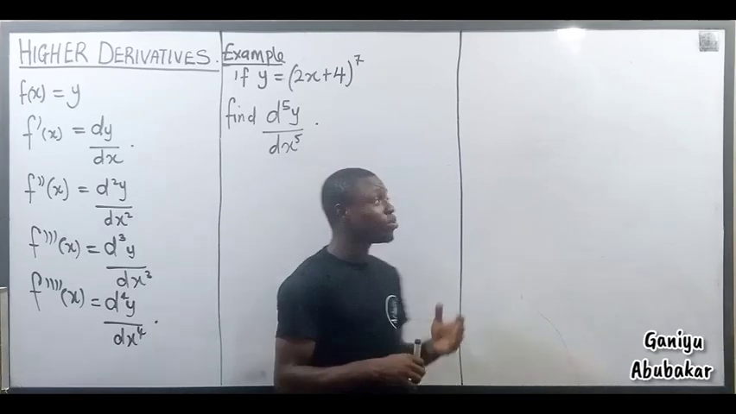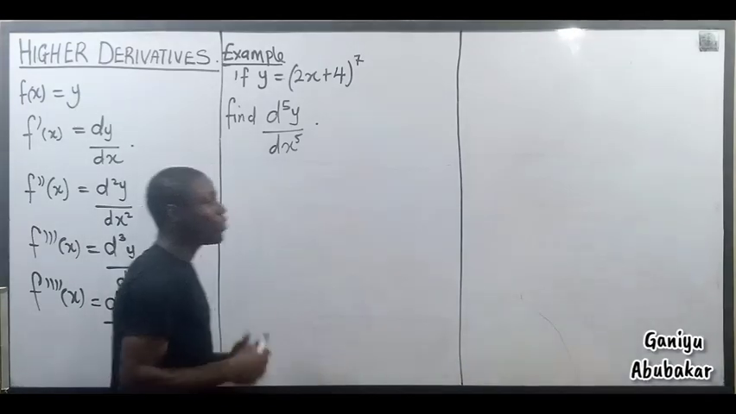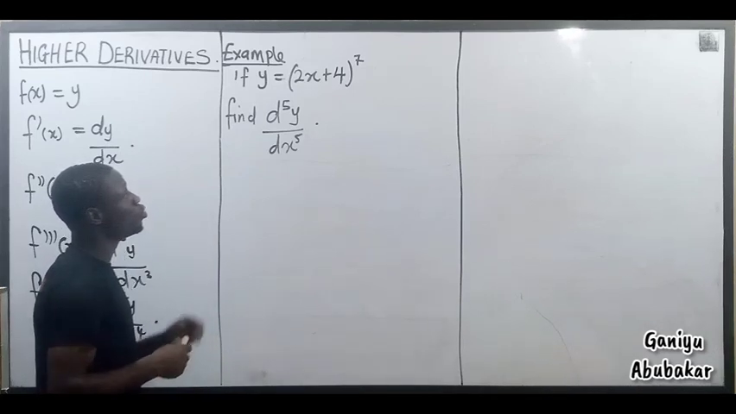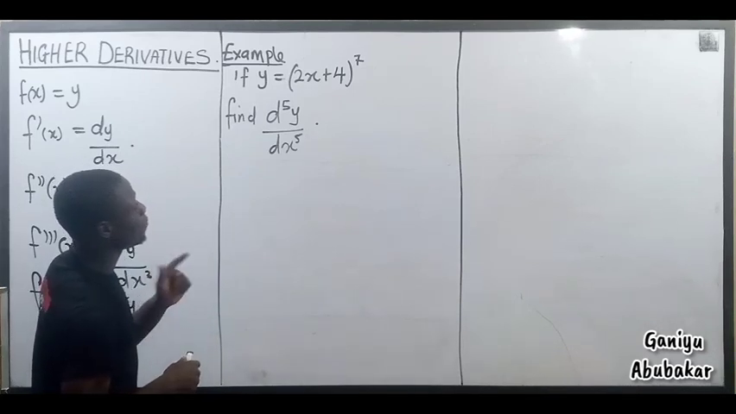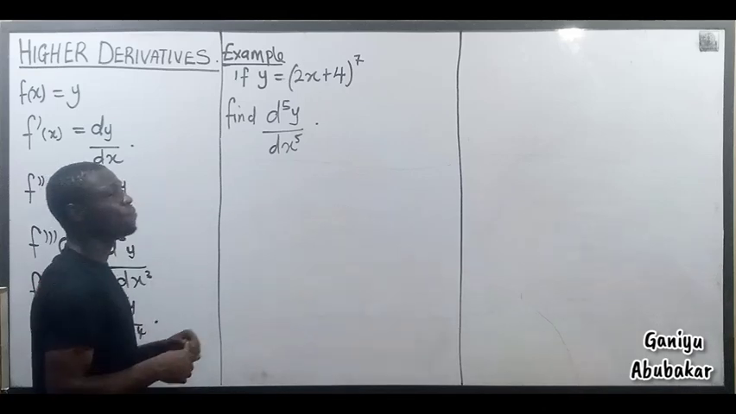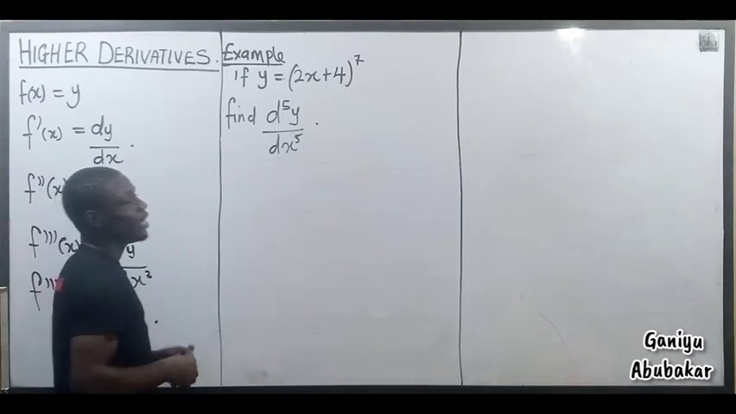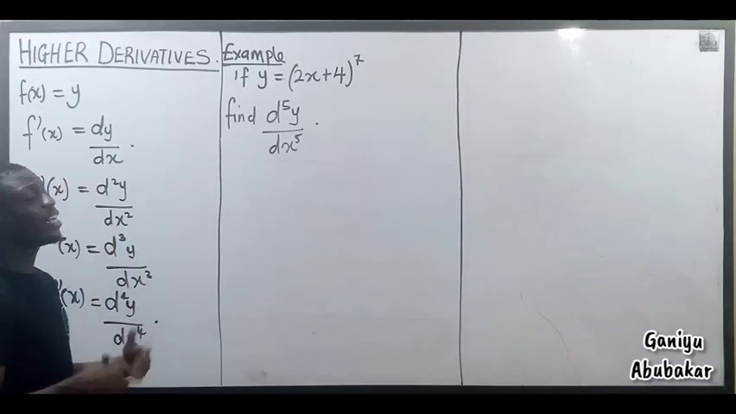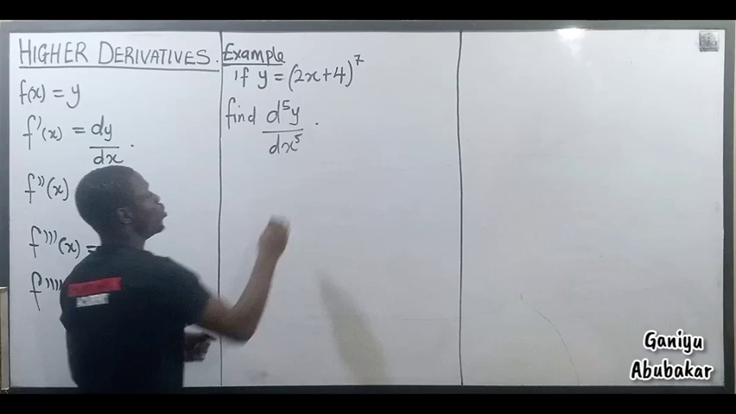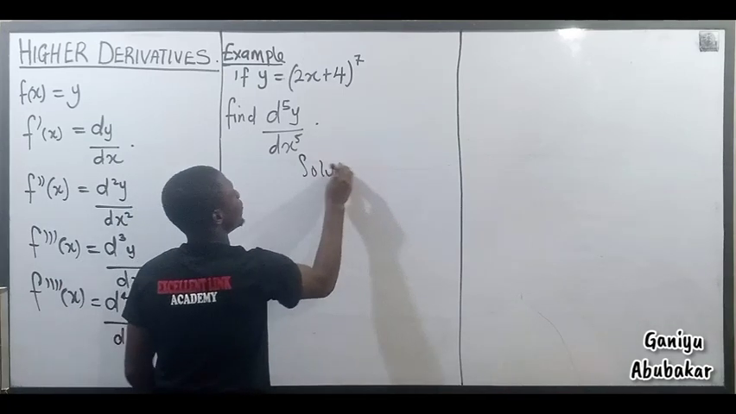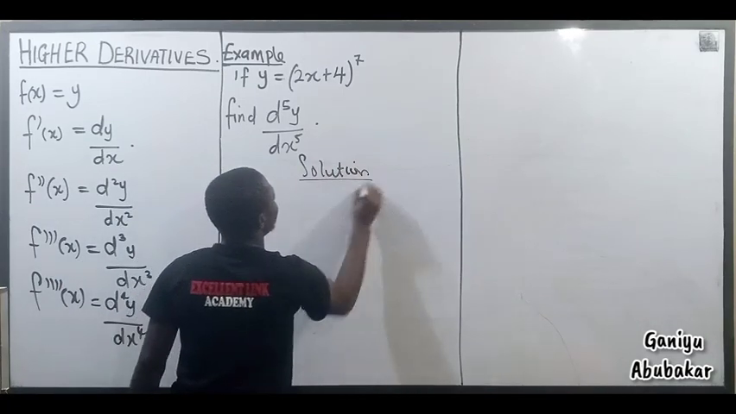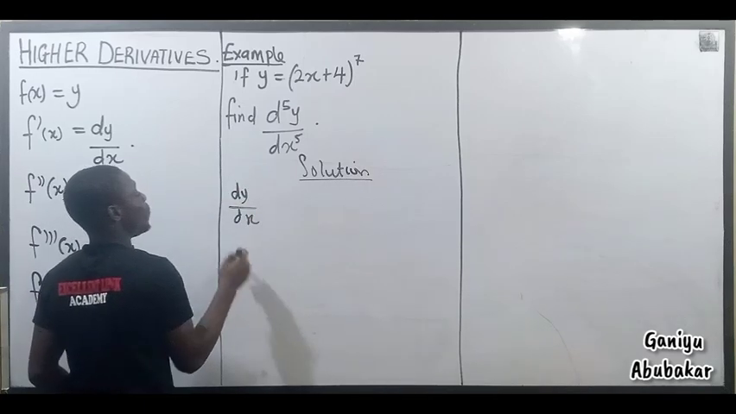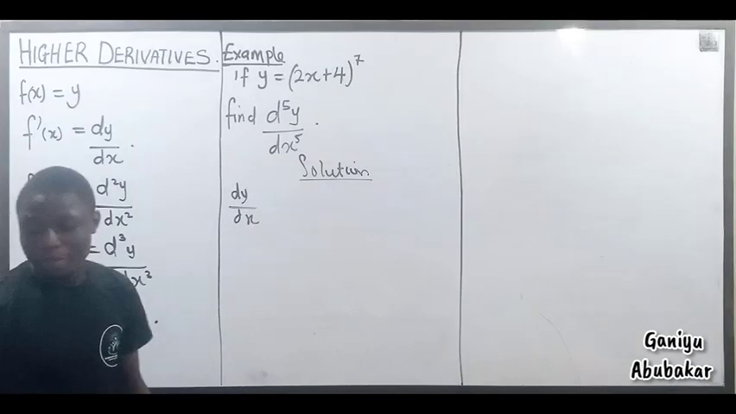So let's take one more example and end this concept. Example 3. Let's say we are given that y is equal to (2x + 4) to the power 7. Find d⁵y over dx⁵. So, how do you solve this? First, let's get the dy over dx value. So my solution here is to get the dy over dx value. Or perhaps, let me write out the question.